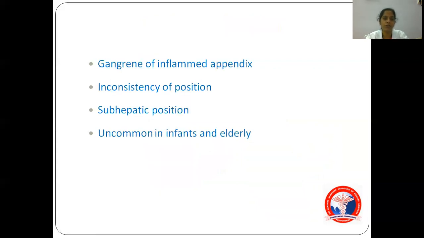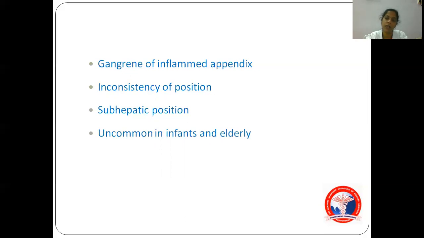Apart from that, another thing we can see is gangrene of the inflamed appendix. If the appendix is inflamed, it may result in gangrene. Sometimes there is inconsistency of position during appendicectomy, and it can be difficult to identify the position, because various types are there. It may go above or behind the cecum, or towards the spleen, pre-ileal or post-ileal. Identifying the exact location of the appendix is the crucial part. Otherwise, it's the easiest surgery. If it goes retrocecal, it will be very difficult to identify.